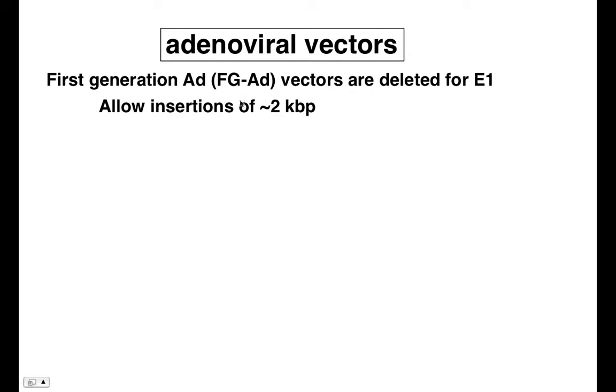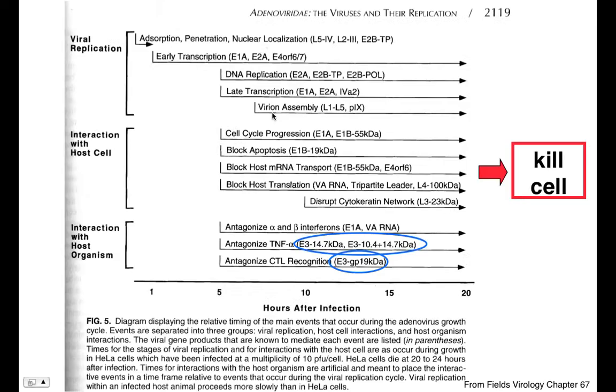So the first generation of ad vectors were deleted for E1, so you could get up to 2 kilobase pairs of insertion of your transgene, meaning this is good for very small genes, but larger genes or gene cassettes can't be done by adenovirus, or at least not adenovirus in its natural state with a gene we put inside of it.